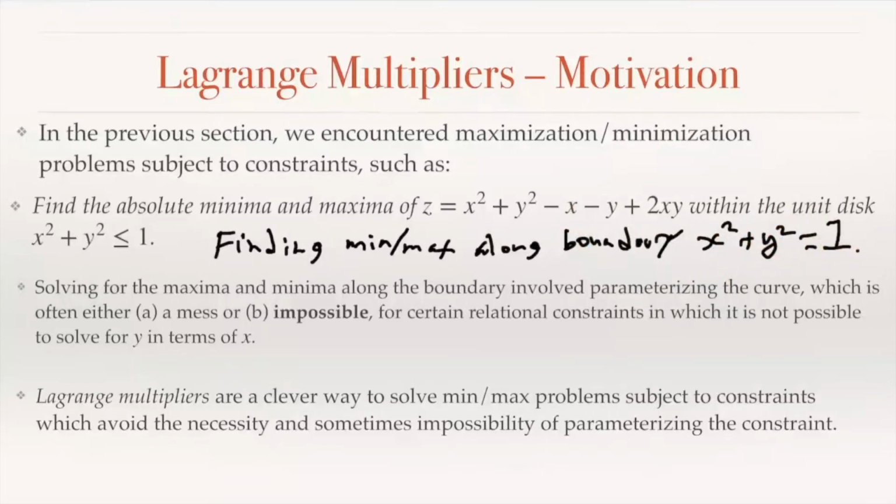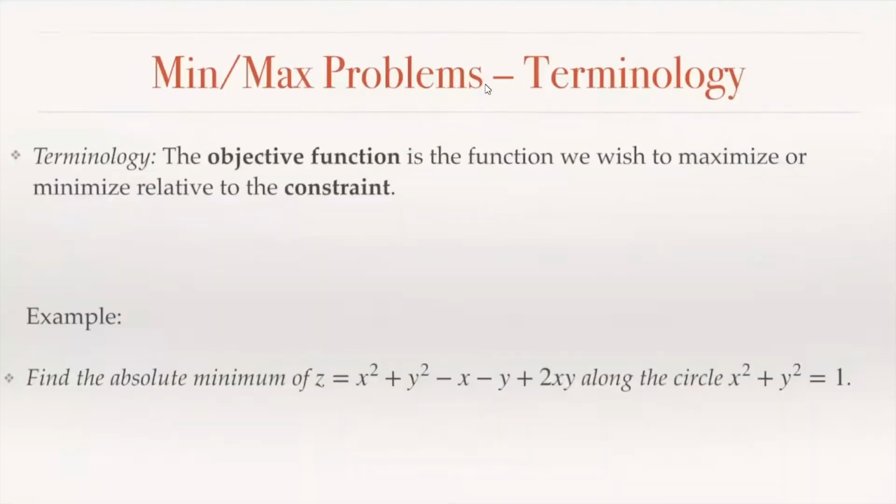Either way, it's a mess or impossible for certain relational constraints in which it's not possible to solve for y in terms of x. And at best, it's a mess in most cases. And Lagrange multipliers are a clever way to solve min-max problems subject to constraints, which avoid the necessity and sometimes impossibility of parameterizing the constraint.